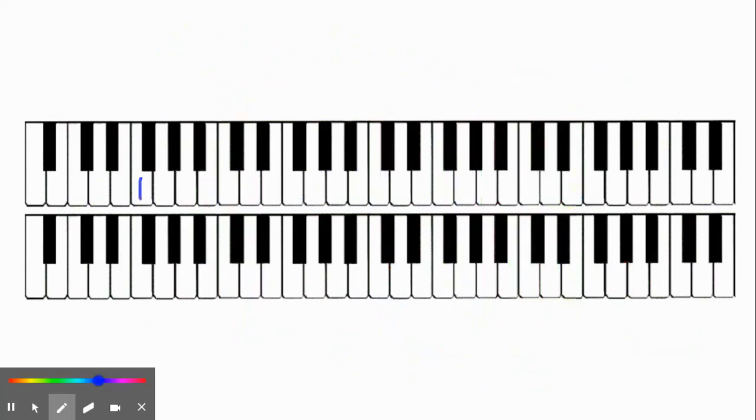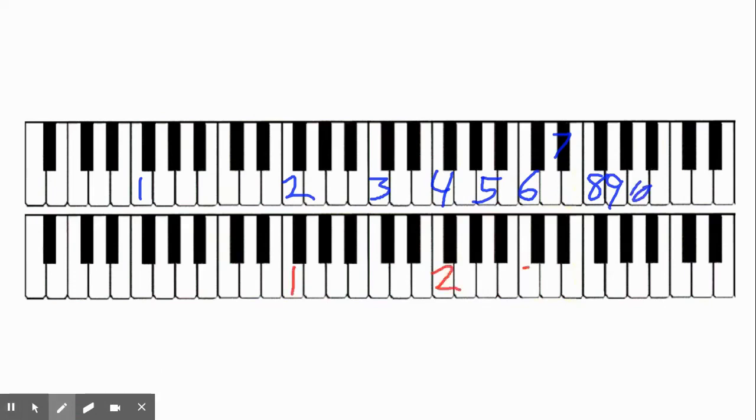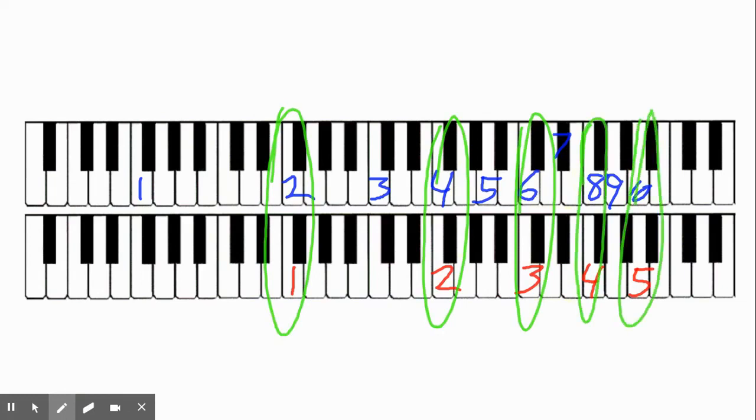Let's do this again starting from F. We have 1, 2, 3, 4, 5, 6, 7, 8, 9, 10. Going up an octave, we have 1, 2, 3, 4, 5, and I'm going to stop there. Our coincident partials are here, here, here, here, and here.